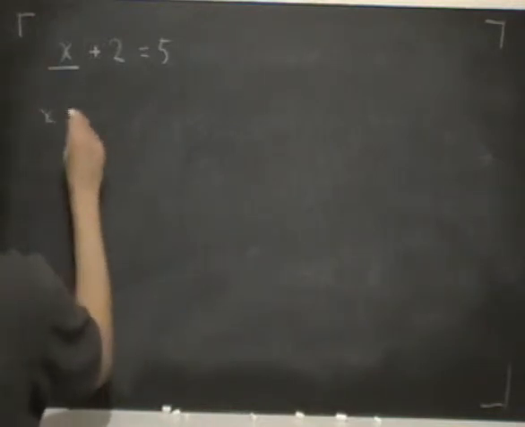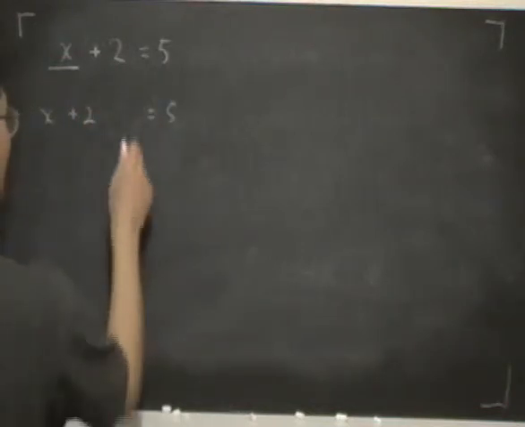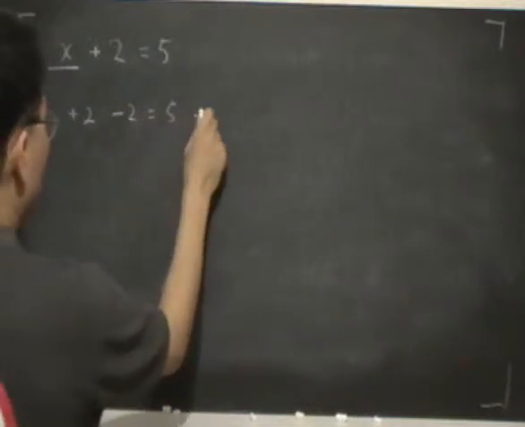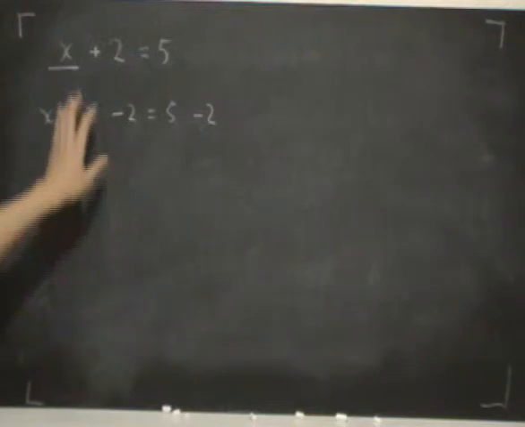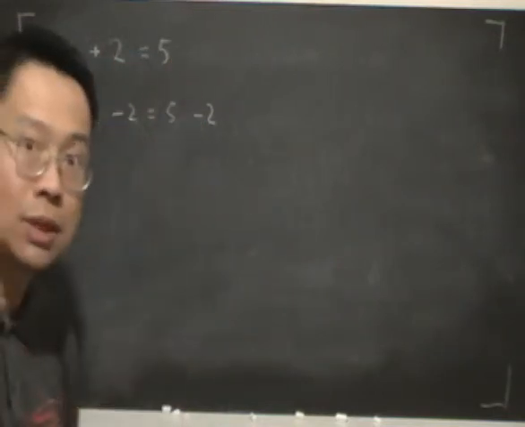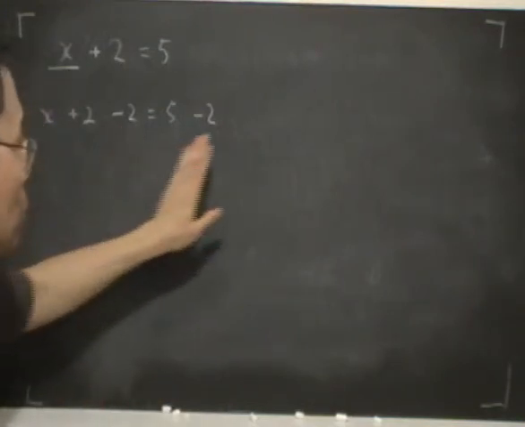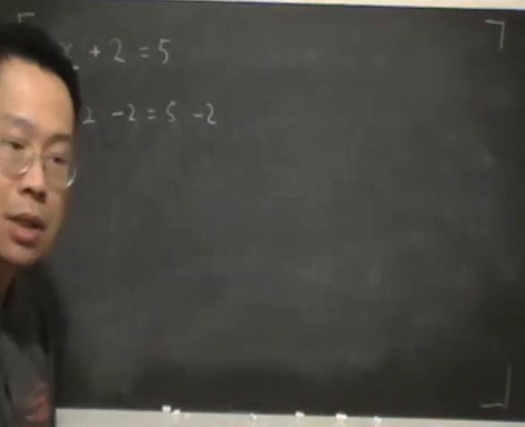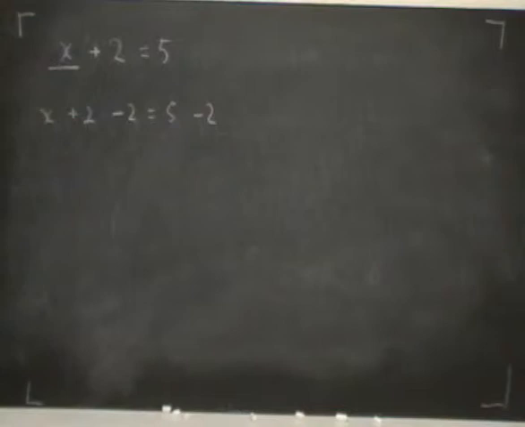So I'm going to say I have x plus 2 is equal to 5. Now I will minus 2 from both sides. At first, x plus 2 on the left side is equal to 5 on the right side. Now if I minus 2 on the left side and I also minus 2 on the right side, then the left and the right side should still be equal. But let's see what happens now.